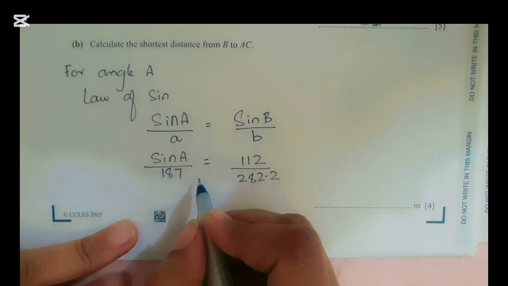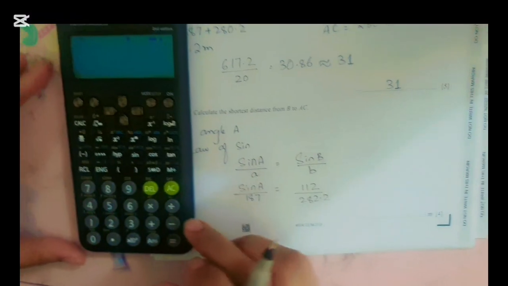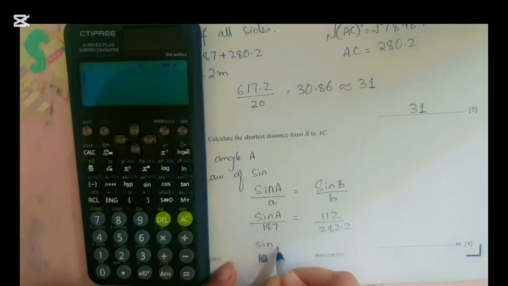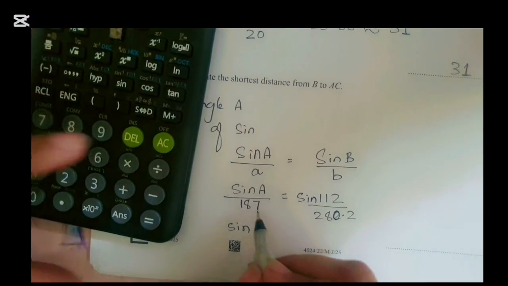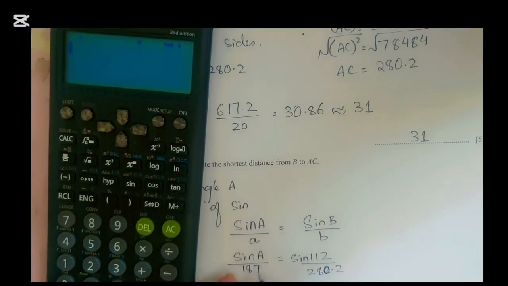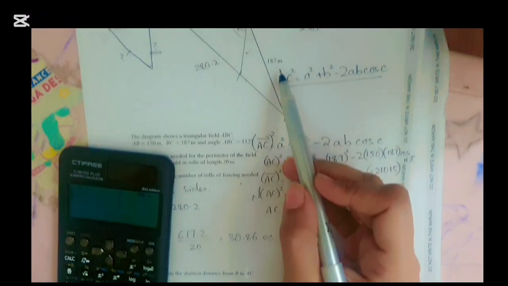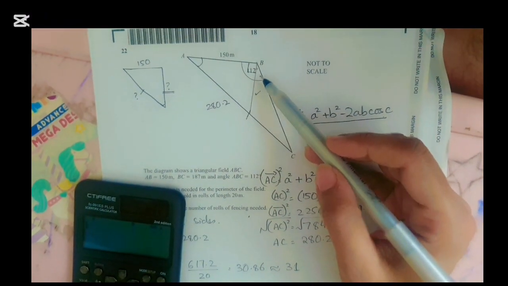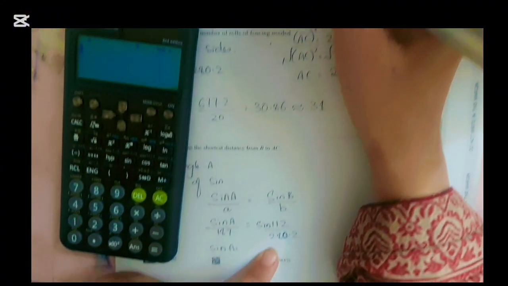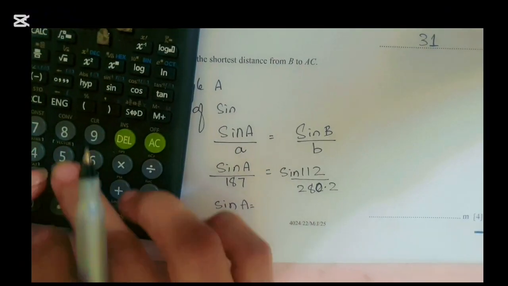Now what we have to do is cross multiply, and to do this I am just using a calculator. Sine A, I am writing as it is because we don't know the angle; the side opposite to sine A is 187. Sine B is 112, and the side opposite to this is 280.2. Now just use the calculator and solve it.